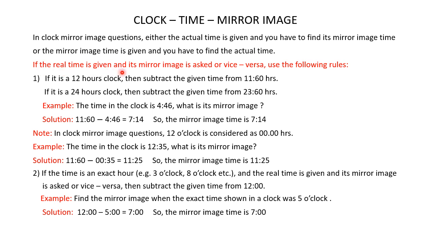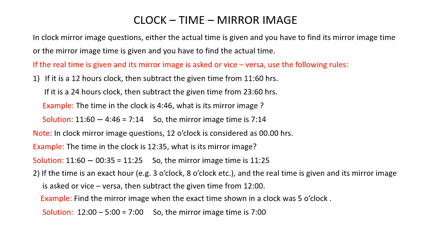If the real time is given and its mirror image is asked, or vice versa, then use the following rules. If it is a 12 hours clock, then subtract the given time from 11:60 hours. If it's a 24 hours clock, then subtract the given time from 23:60 hours.